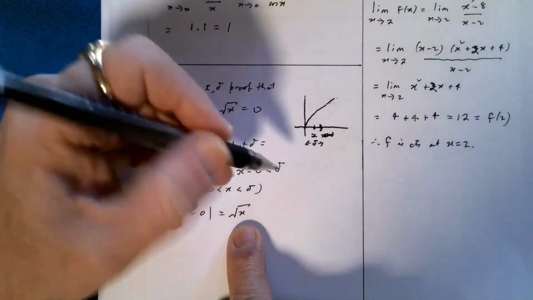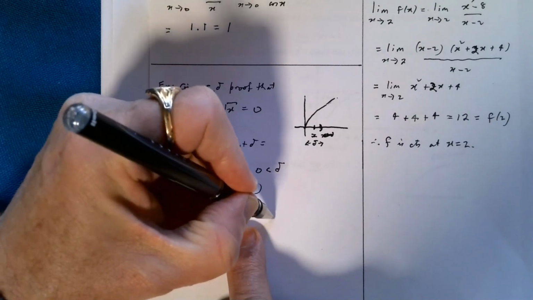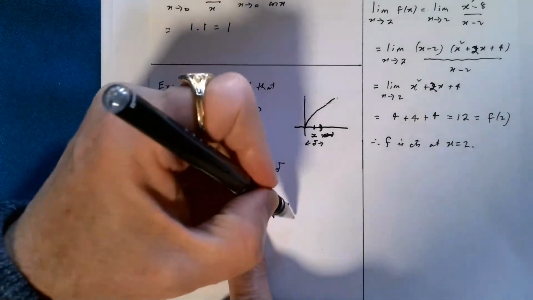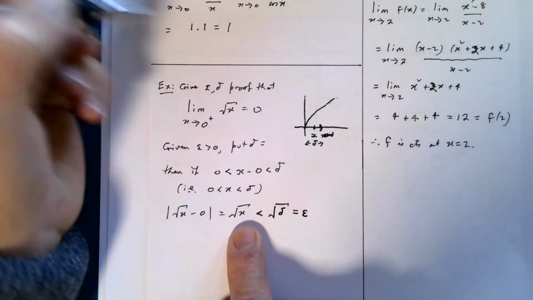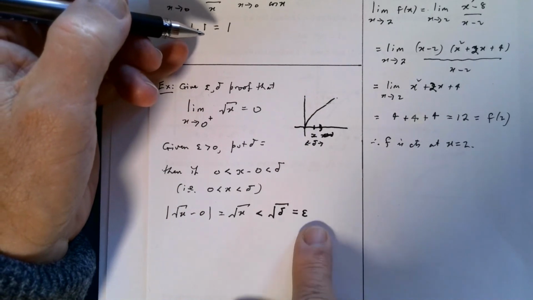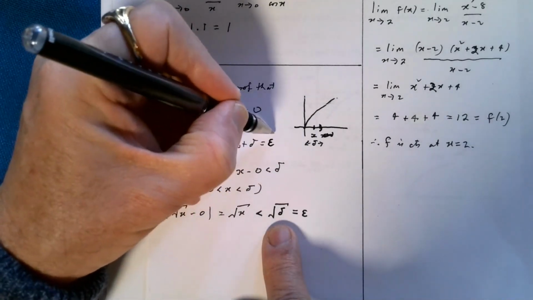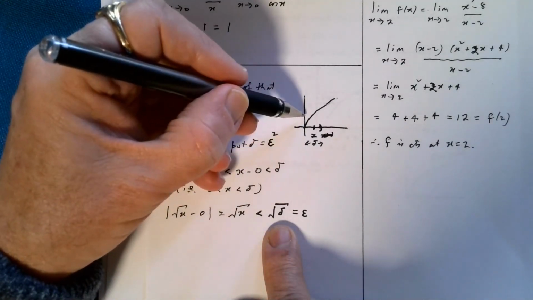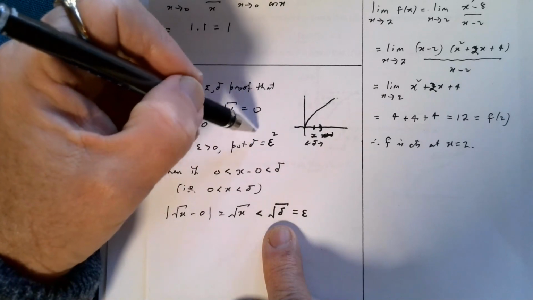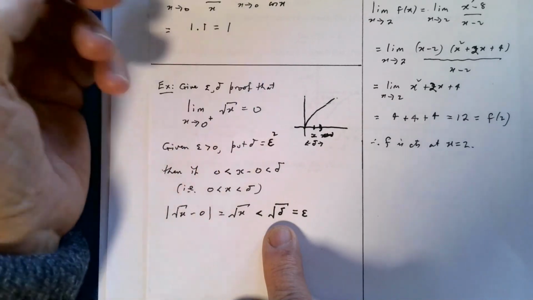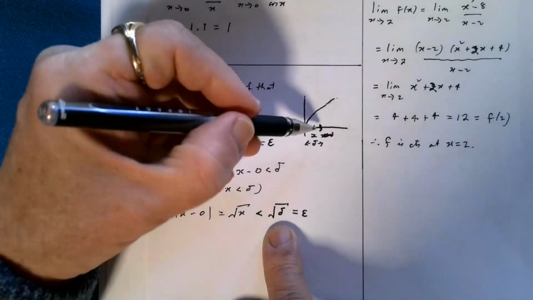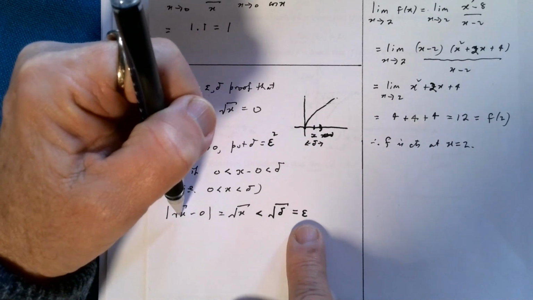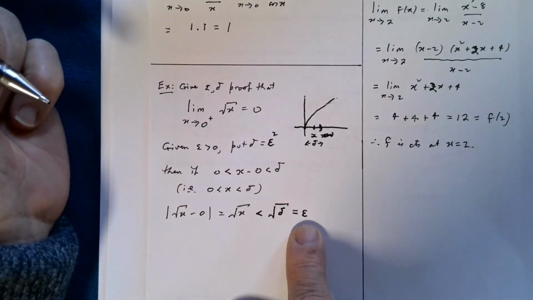Now x is less than delta, so I can say this is less than the square root of delta. And we wanted it less than epsilon, so I'm going to just put this equal to epsilon. And then before anyone looks, I square both sides of this. Delta is going to be epsilon squared. So if I draw an epsilon band around here, then my delta band has to be of width epsilon squared. And then if x is within delta of 0, the function is within epsilon of its limit 0.